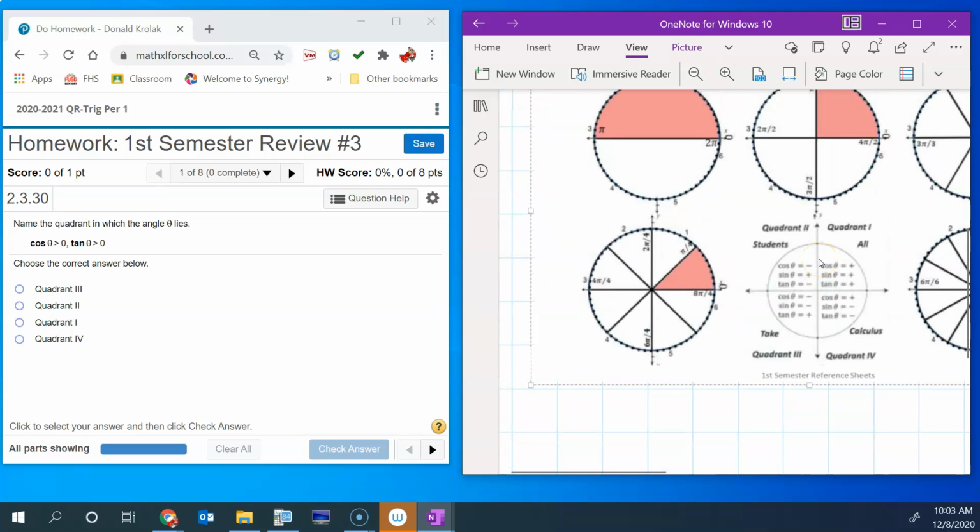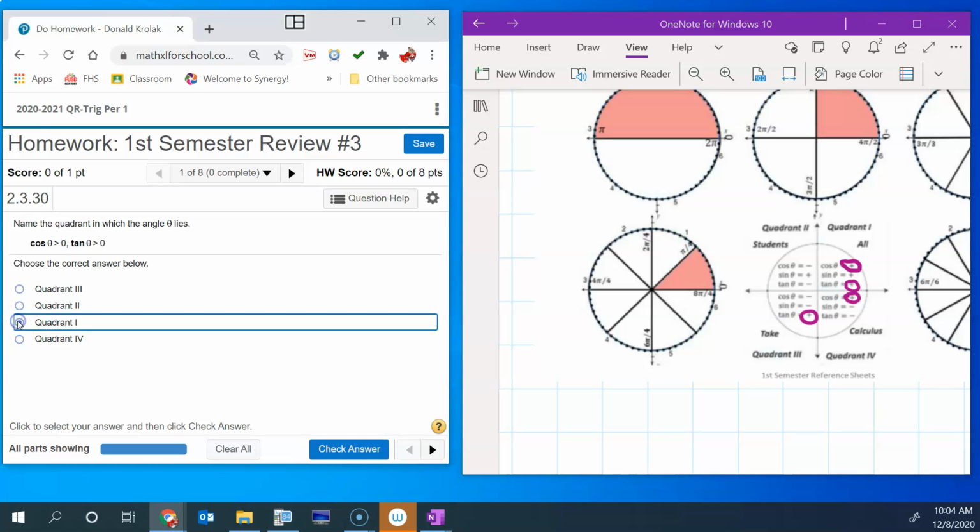Okay, so cosine is positive in quadrant 1 and quadrant 4, and tangent is positive in quadrant 1 and in quadrant 3. So the only one that has 2 circles in it is quadrant 1. So that is my solution.